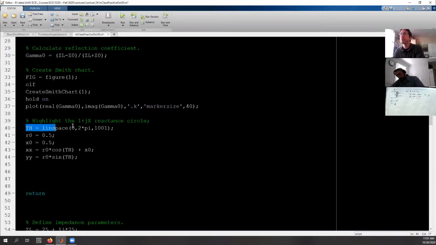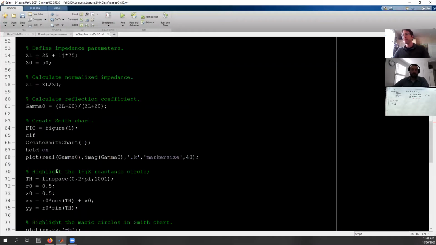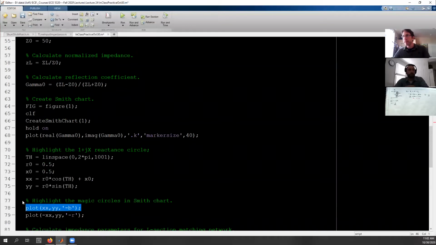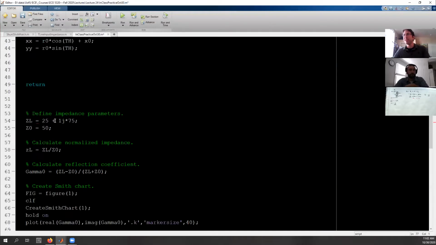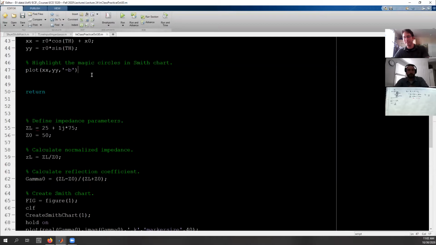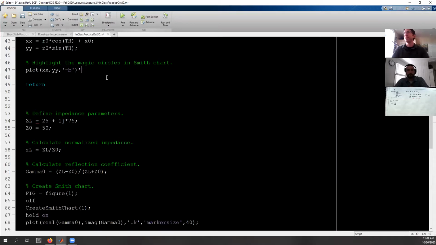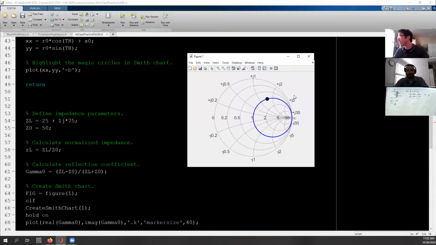You notice I'm just going to plot a circle. It goes from 0 to 2 pi, and I'm going to center it at 1/2 with a radius of 1/2. Then we're going to do a little polar plot of that circle. Let's come back here. I'm going to call it the magic circle. The book doesn't really give it a name, so I like the phrase magic circle. All I did was highlight that blue circle. That is the magic circle that we care about.